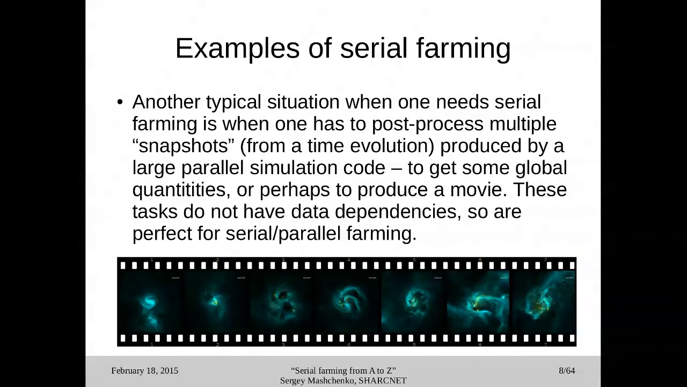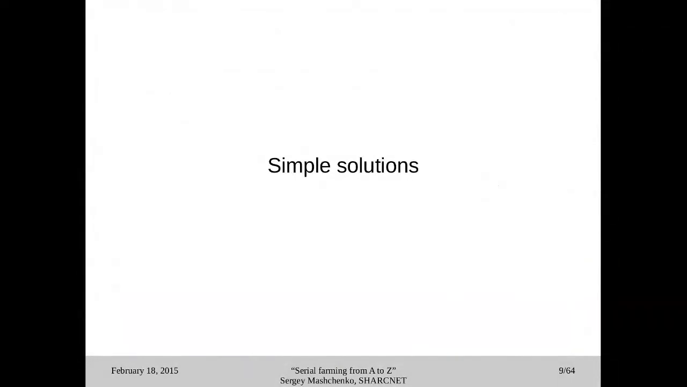And you can see on the bottom the visualization of the snapshots my code produced. Once you have those snapshots, doing visualization is sort of a serial farming scenario, because there is no data dependency between different visualizations. So you can organize the process of producing snapshot images for your video as a serial or parallel farm. That's another case. But I know some other situations when a serial farm is essential and needed.